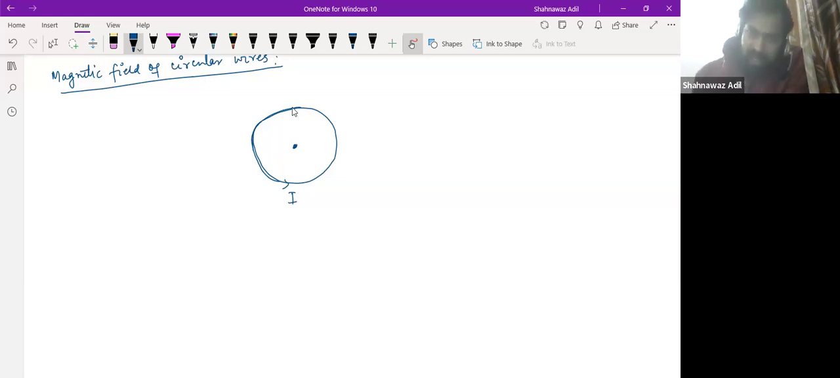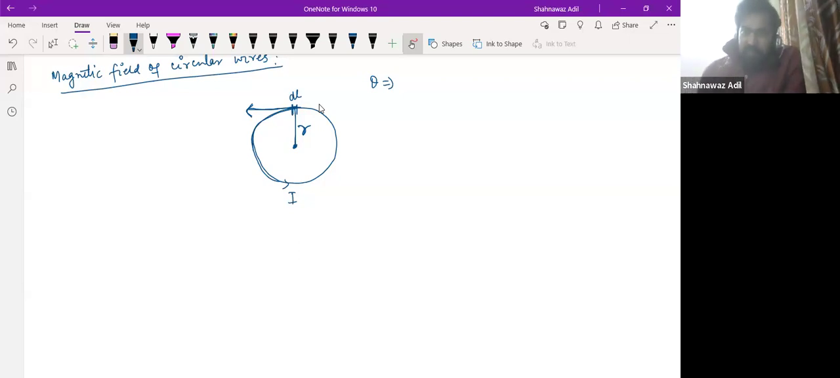So what we will do, we'll take a small length element dl, right? The direction of dl is this, and then the perpendicular distance from where we are trying to calculate the magnetic field is this. This is our r, right? So the theta angle would be how much? What would be theta for this case?